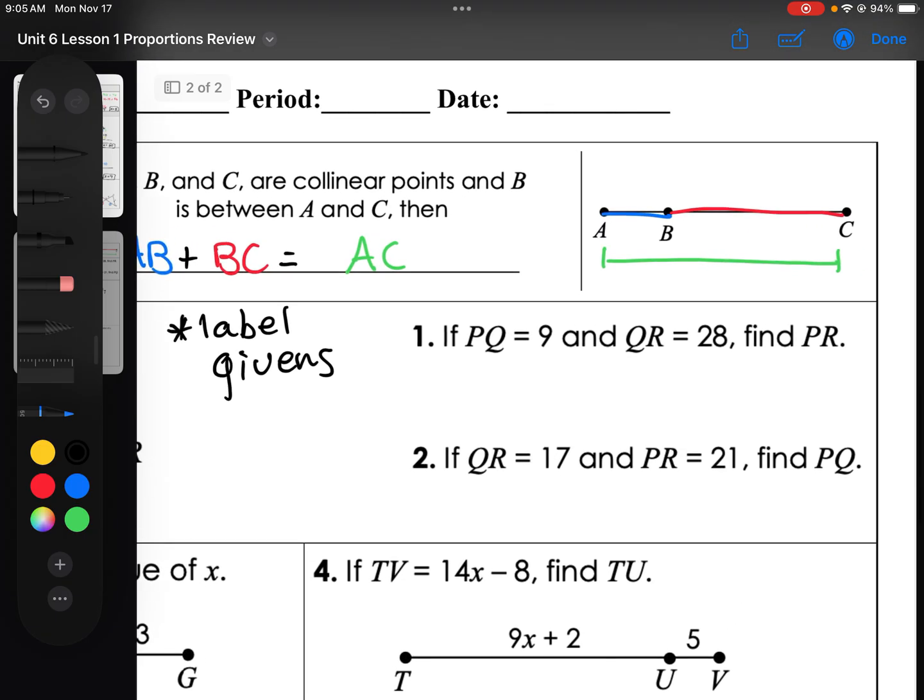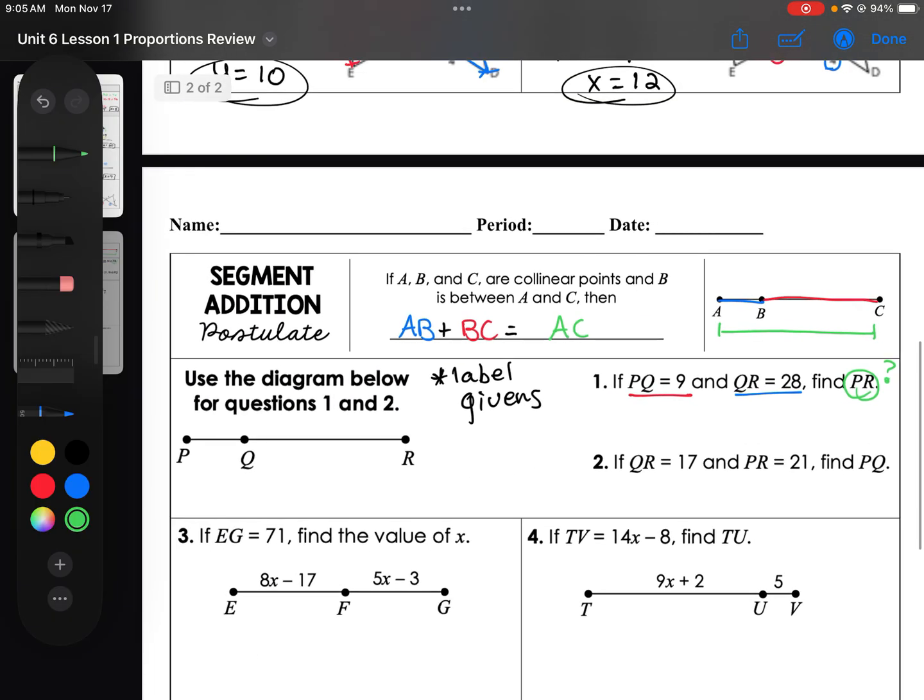Okay, so we have PQ is equal to 9, we have QR is equal to 28, and they want us to find PR. Okay, so I'm going to label that on our shape here. So PQ is 9, QR, and mark that here. QR from here to here is 28, and then they want us to find the length of PR.